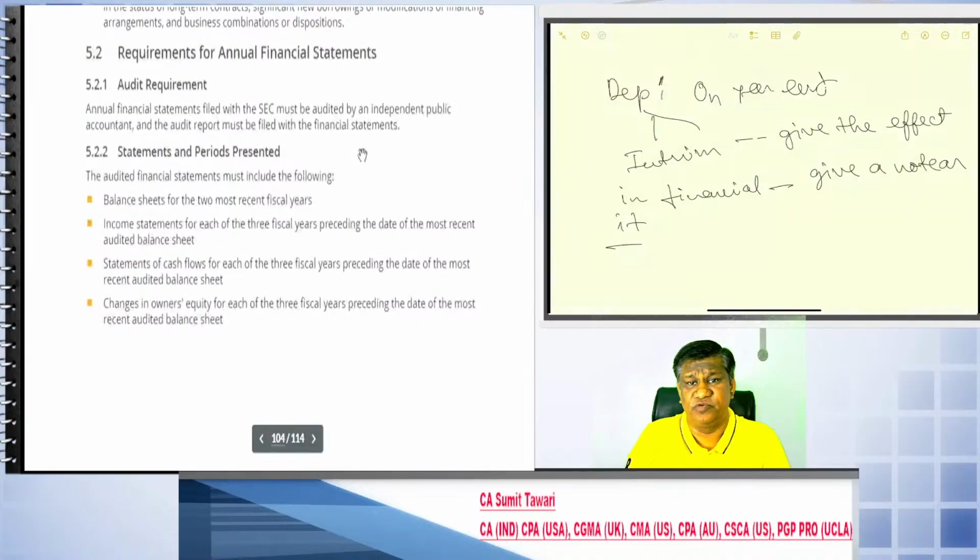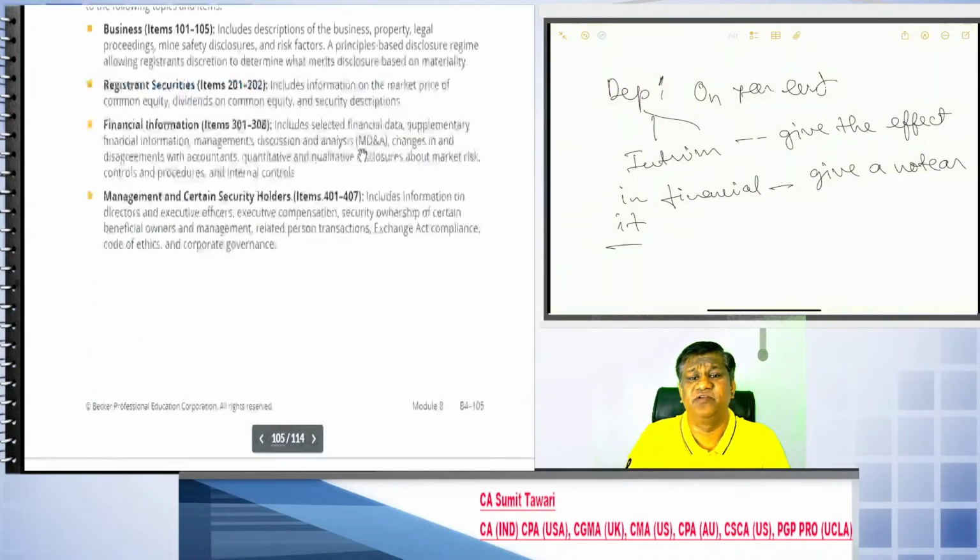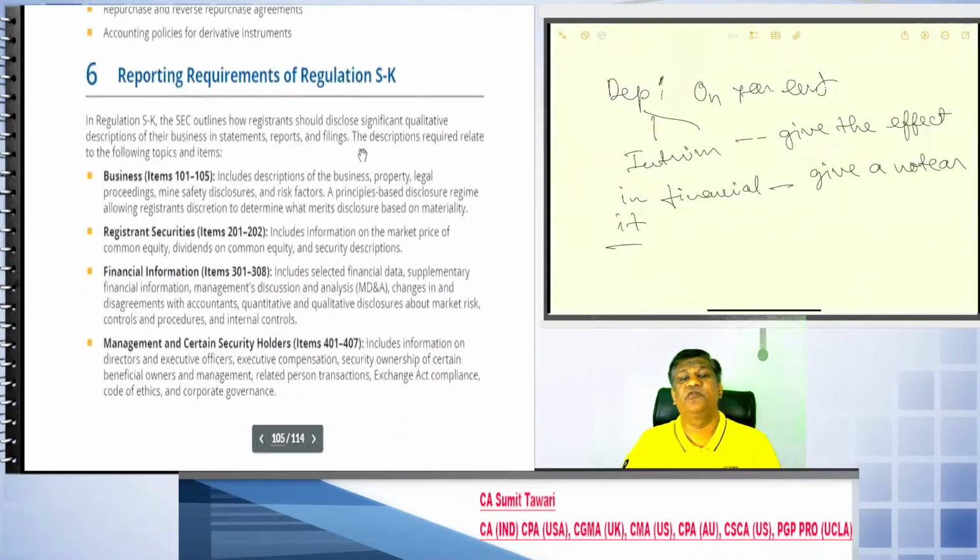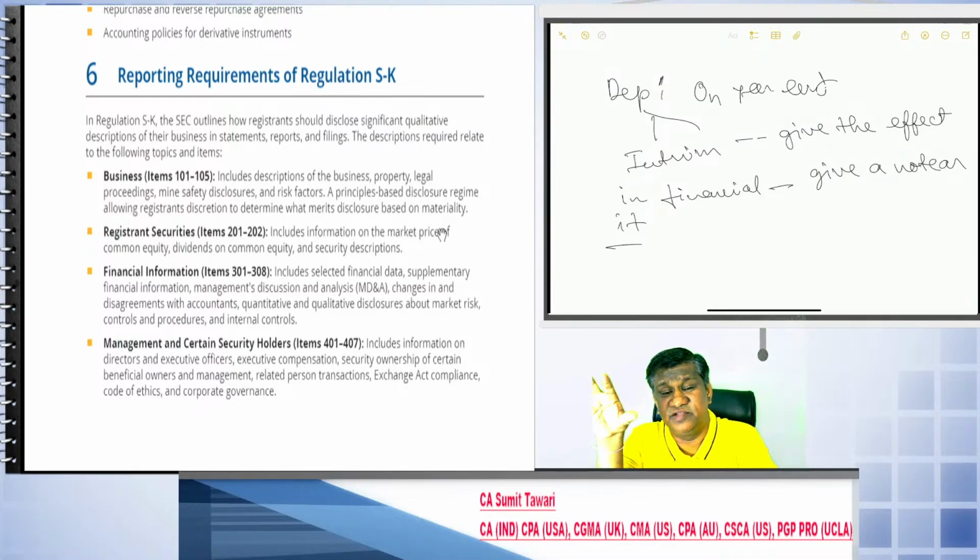Annual return they have not given, but there is a separate section for annual return, and the ad hoc information you need to give in Regulation S-K. So business items include description of the business, property, legal proceedings, mine safety disclosure, and the risk factors. A principle-based disclosure regime allowing the registrant discretion to determine what merits disclosure based on materiality. That means any significant impact on the business that you need to disclose to the registrar.